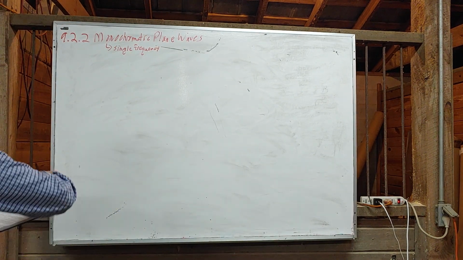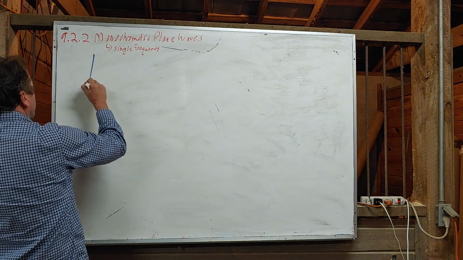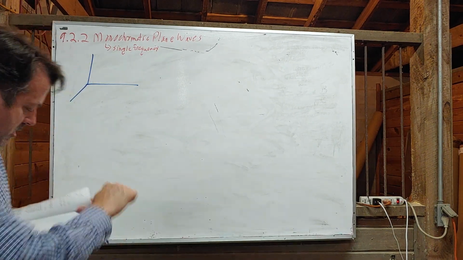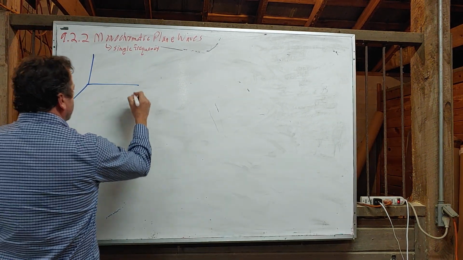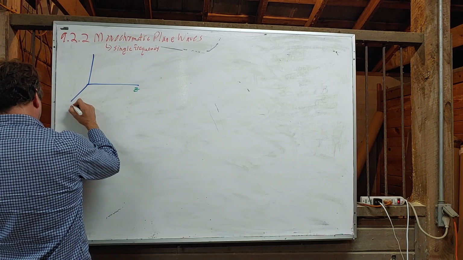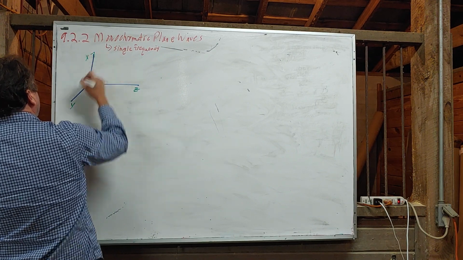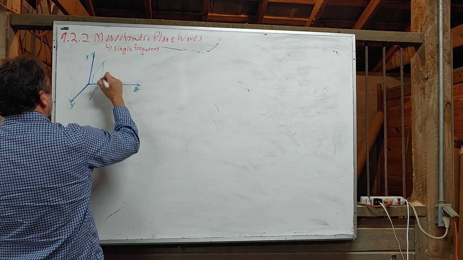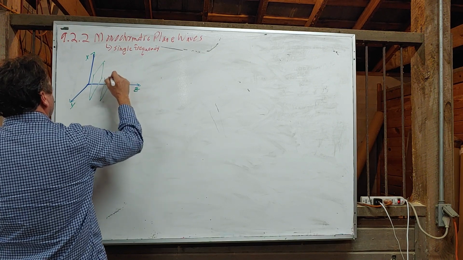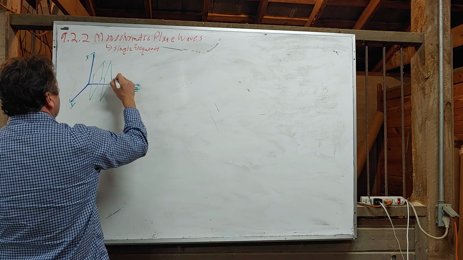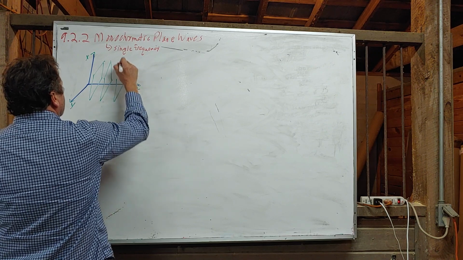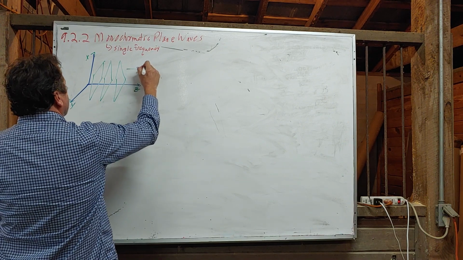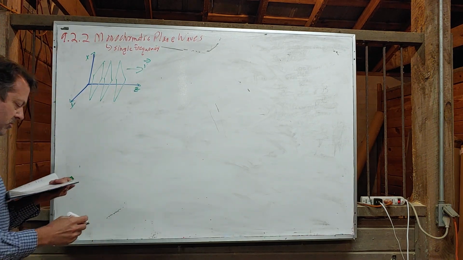So we draw it up here. A plane wave. We'll call this Z, call this Y, call that X. A plane wave will just be in sheets like this. And it's traveling in this direction. That's the direction of the velocity.